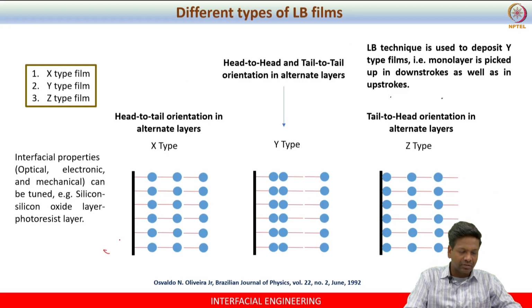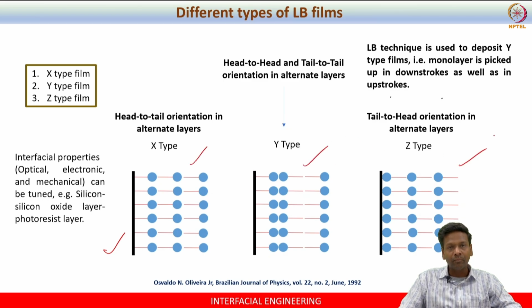So these are various types of film, as you know. You have X type, Y type, Z type. Y type is where you will achieve a film at every stroke. That means you will have a dipper attached to the trough.